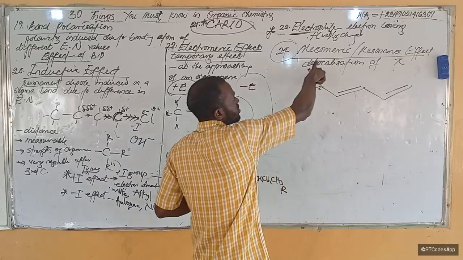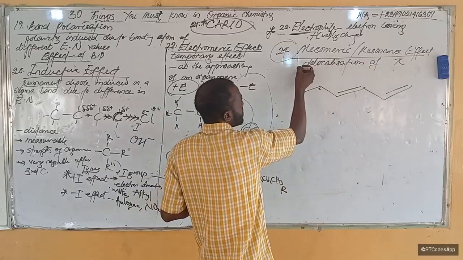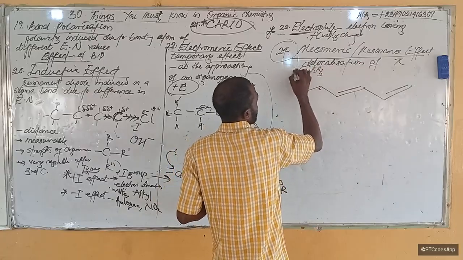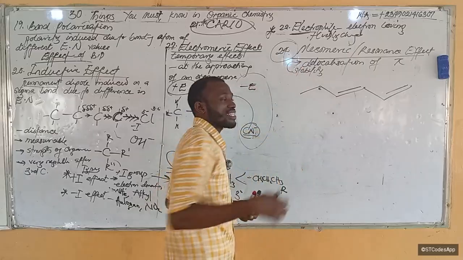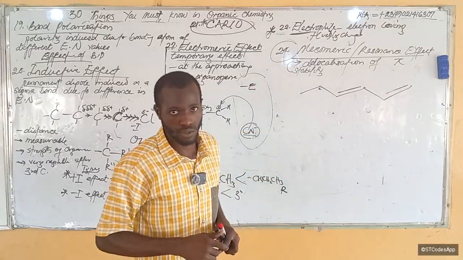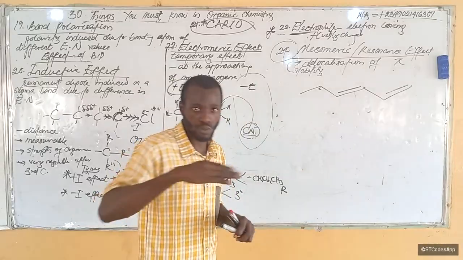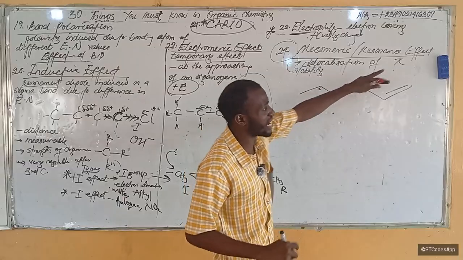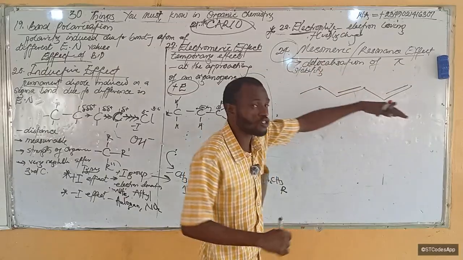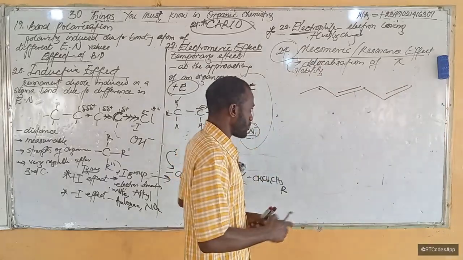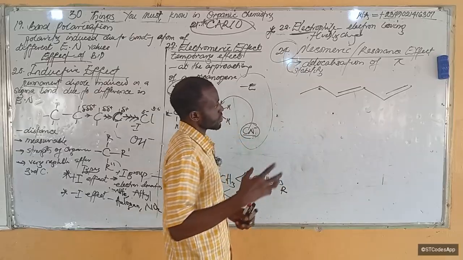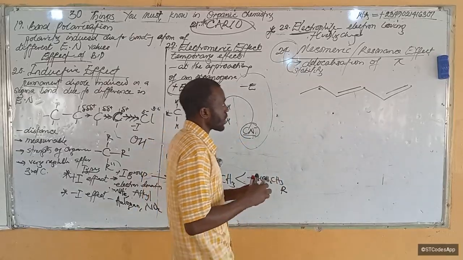So we define mesomeric effect as the stabilization brought about by what? The delocalization of pi electrons over a given number of atoms. Stabilization is brought about by what? The delocalization of pi electrons over a given number of atoms. You can write that down.